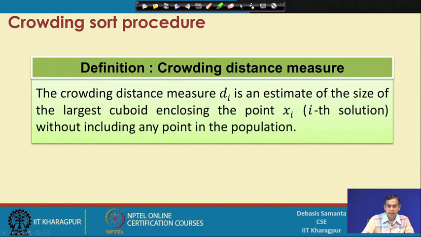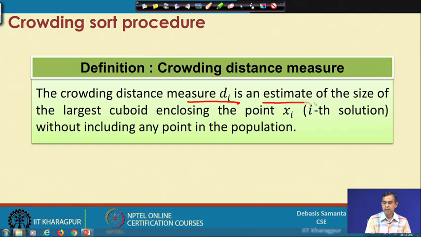Now, let us see how the crowding distance measure can be carried out. We have already told you that the crowding distance measure is basically the population density surrounding a solution, but how can we measure this population density? NSGA-2 follows a clever approach. According to NSGA-2, the crowding distance di for a solution xi, that means the ith solution, is an estimate of the size of the largest cuboid enclosing the point xi without including any other point in the population. This is the definition.